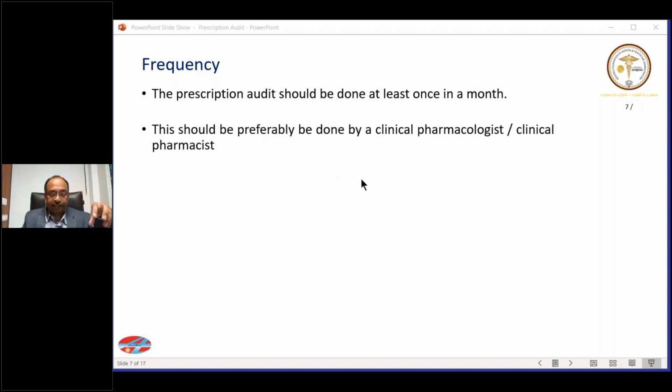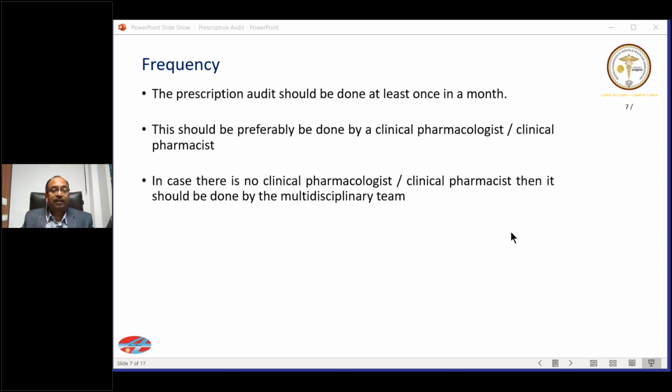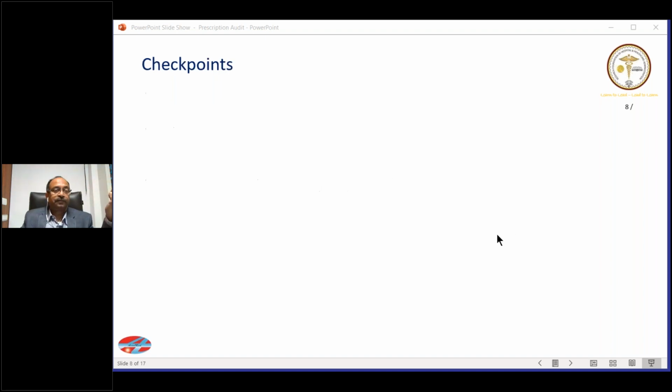So we need either a clinical pharmacologist or a clinical pharmacist to do this. However, if you don't have these two categories of people, then you can use a doctor who understands prescriptions. Now we will come to those parameters which are to be understood. In case there is no one available, it can also be done by a multidisciplinary team. In every hospital, the NABH says that you must have a committee called the Drugs and Therapeutics Committee, or a committee called the Pharmacotherapeutics Committee. So this committee can also do the audit.